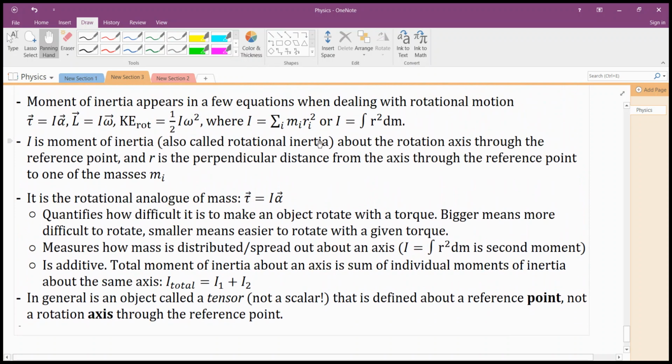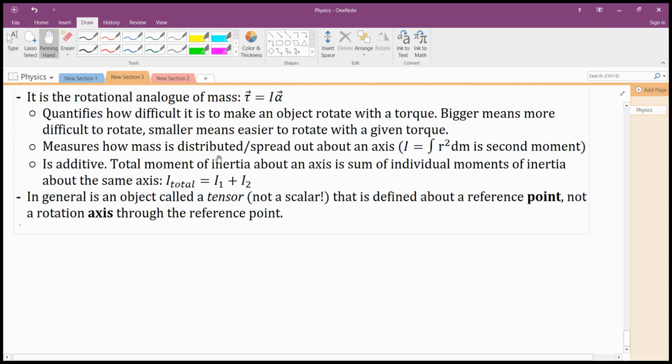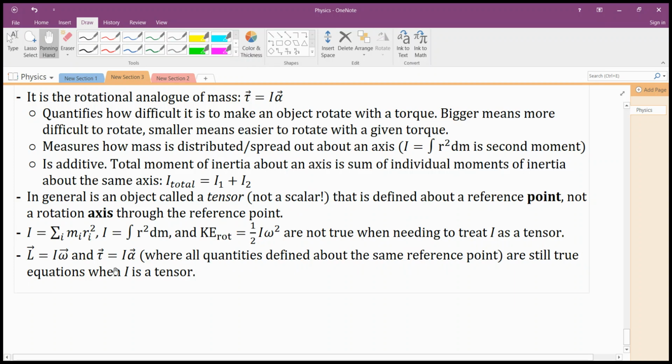It's important to note that it is a tensor, not a scalar, because these equations that we use, they all assume that moment of inertia is a scalar. They will not hold in general. However, if you make moment of inertia a tensor, some of them will still hold if you treat the moment of inertia as a tensor. So these vector equations for angular momentum and torque, if the moment of inertia is a tensor, where all the quantities are defined about the same reference point, torque and moment of inertia tensor about the same reference point, these equations will still be true when moment of inertia is a tensor.